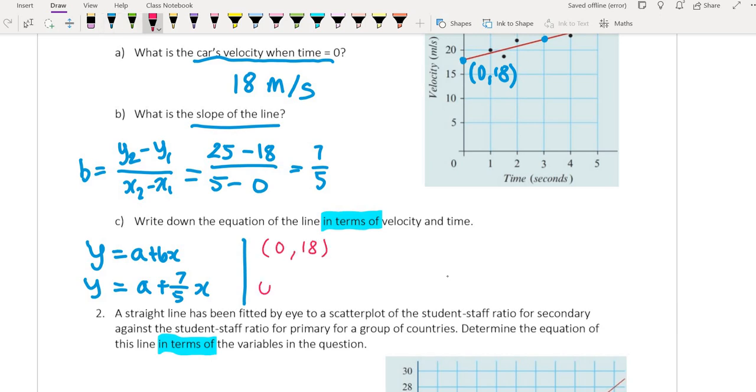Then you have y equals a plus 7 over 5 x. Instead of x, we have 0. Instead of y, we have 18.